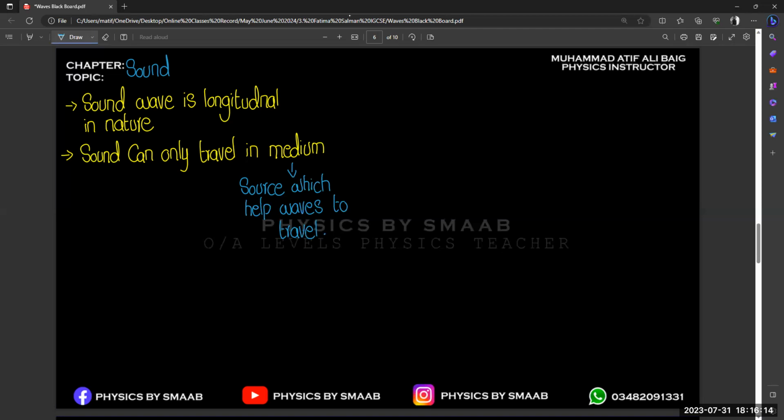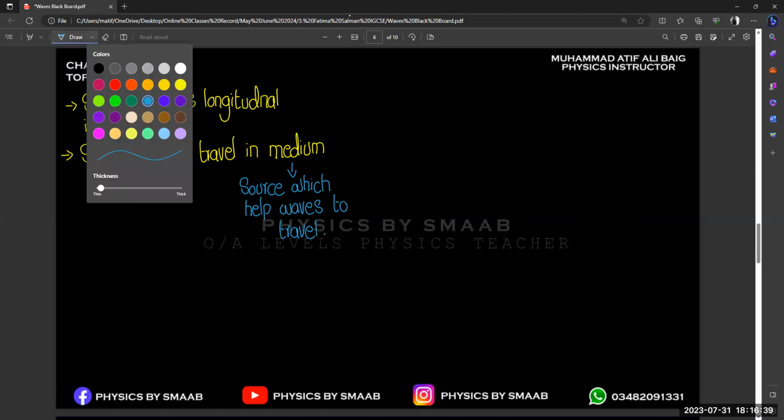Same like the solid. If we strike some solid material, the solid material also has its own molecules and atoms. So that is a type of source, right? But in vacuum or in space, there are no air molecules, so no sound is going to be transferred from one point to another. So that is the concept of medium, right?